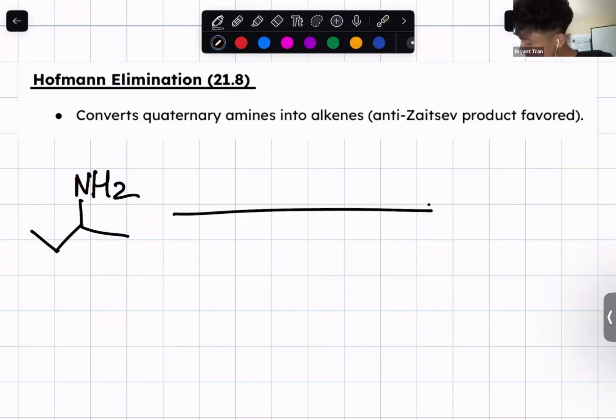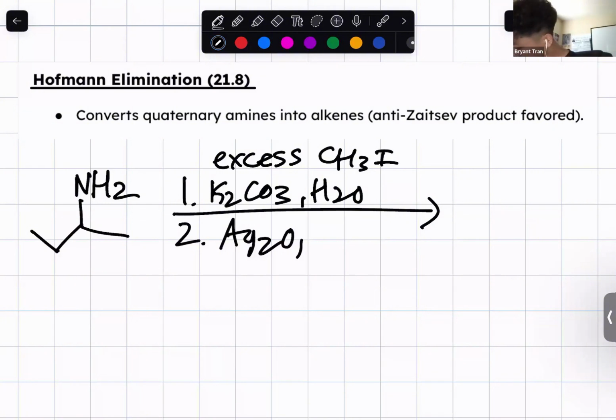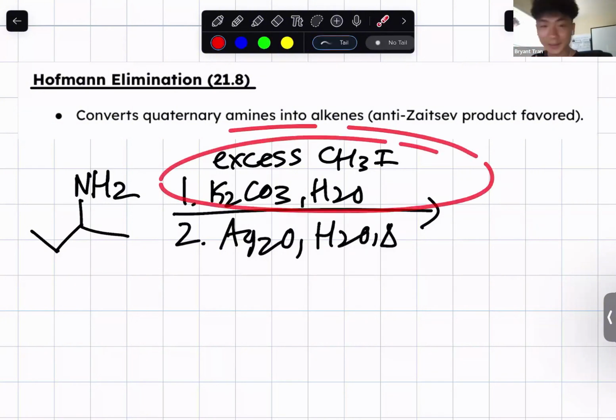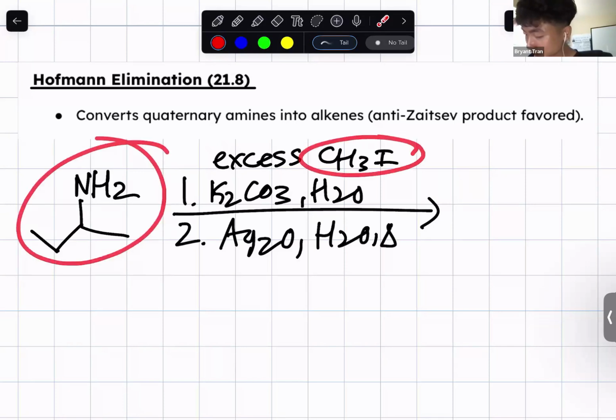The 2 reagents that you're going to see for this reaction, Hofmann elimination, are these right here. First step is going to be excess CH3I in basic conditions, K2CO3, water. And then the second reaction you're going to see is Ag2O, water, and heat. So the first reaction here is what we went over at the very beginning of the session. What would excess CH3I do with this amine right here?